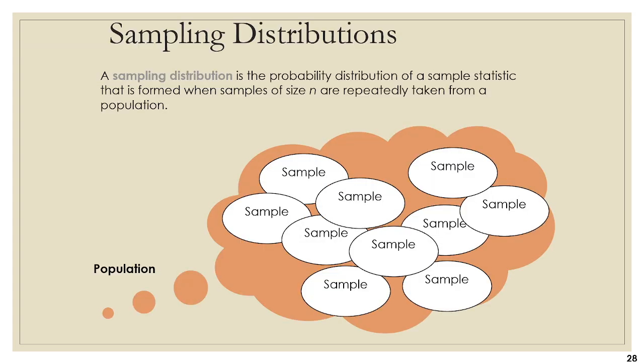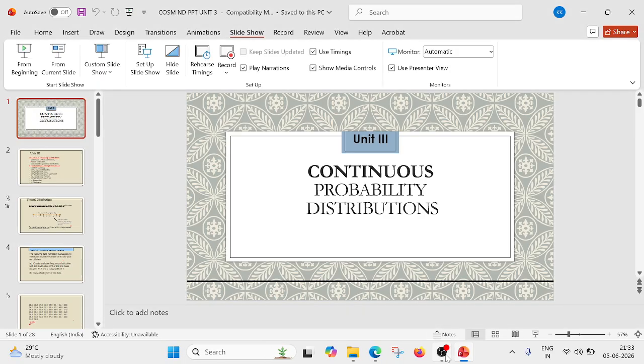And going on with the sampling distributions. A sampling distribution is the probability distribution of a sample statistic that is formed when samples of size n are repeatedly taken from a population. So this whole thing you can call a population, and these are all the samples. Okay. So I hope you understood the normal distribution and the sampling distributions in this unit 3. Thank you.